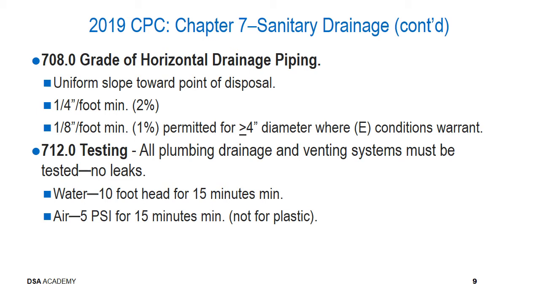Horizontal drainage piping has also got to be tested for leaks, as does the associated vent piping. And basically these lines are tested with water using a 10-foot head, and the water test is going to last for 15 minutes. Obviously no leaks are permitted, and air is also permitted to be used at 5 psi for 15 minutes minimum as an alternate, except in the situations where plastic piping is used, because again, with very few exceptions, pressure testing of plastic piping using air is not permitted.